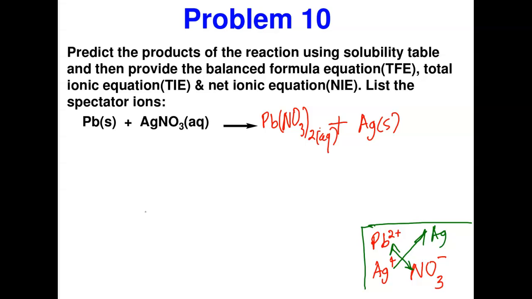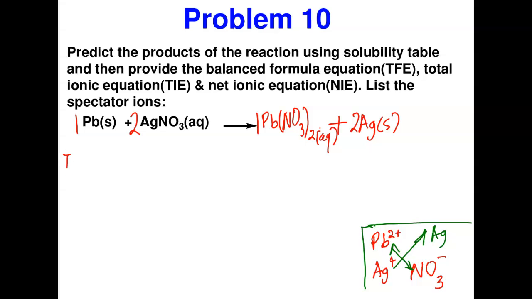And now we're going to balance it. Lead is 1, lead is 1. Silver is 1, silver, but nitrate is 2. So what we're going to do is just add 2 here. Nitrate is 2, but my silver is messed up, so I add 2 here. The equation is balanced. You cannot add 1 and 1. So this is our total formula equation. Predicting the product and balancing it.